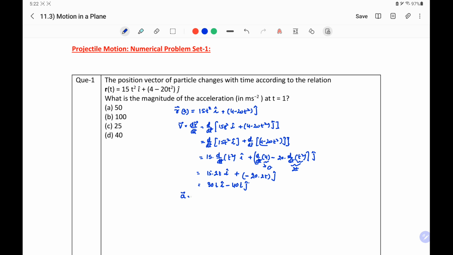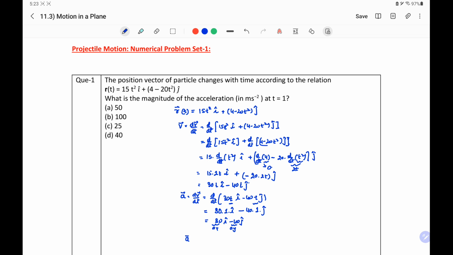And acceleration is the rate of change of velocity. So we will differentiate the velocity with respect to time. It will be 30t i minus 40t j. So we differentiate 30 into differential of t, which is 1, and i's direction will remain the same, minus 40 into differential of t, which will again be 1, and then direction j. So acceleration will be 30i minus 40j. This is the ax and 40 is ay.